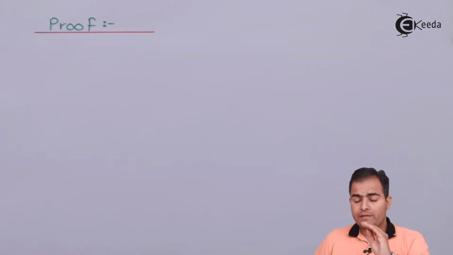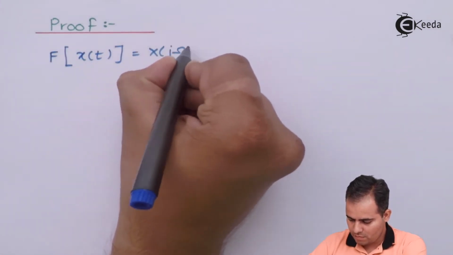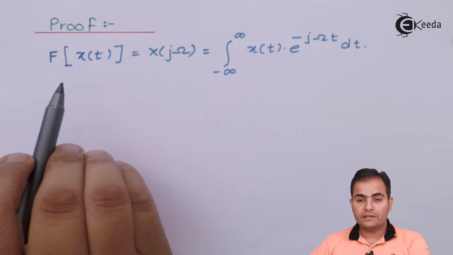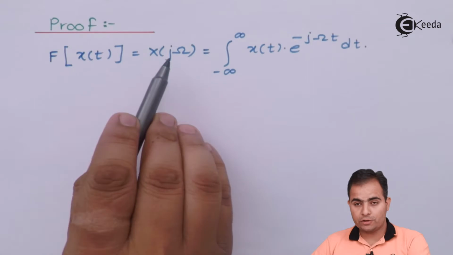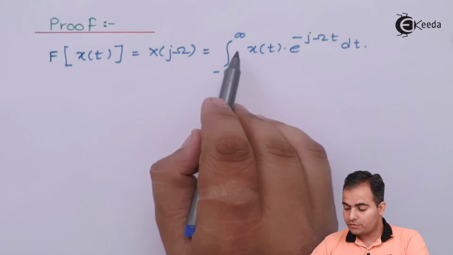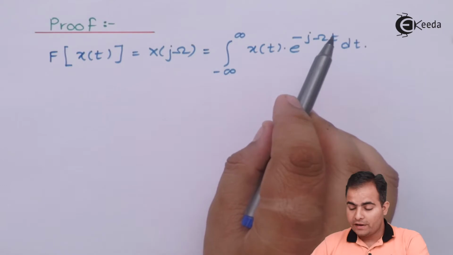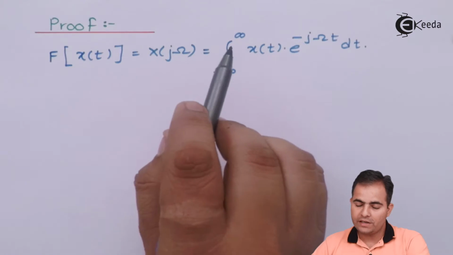Now, we will derive our property by using the definition of Fourier transform. So, first of all, we'll write the definition of Fourier transform. The definition is: the Fourier transform of any continuous time signal x of t is represented by X of j omega, and the definition is the integration from minus infinity to infinity of x of t into e to the power minus j omega t into dt, which means we are going to integrate this whole product with respect to t over the range from minus infinity to infinity.